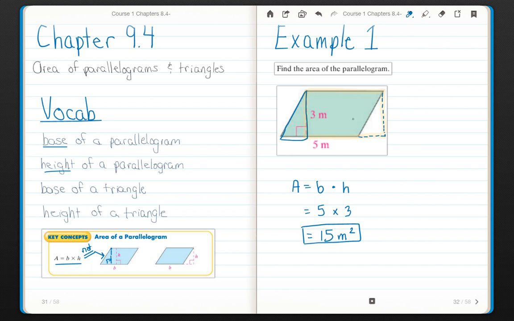The base would still be the exact same length because I just take this piece, this part of the base here, and move it over here. The height becomes the side of my rectangle, and so I can use that vertical height to find the area. So we find the area of a parallelogram pretty much the same way we find the area of a rectangle. We just use the vertical height. We do not use that side.